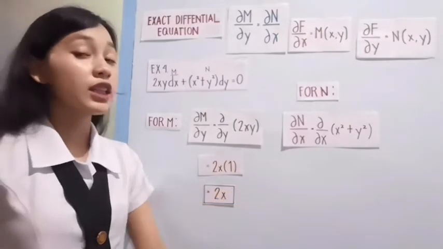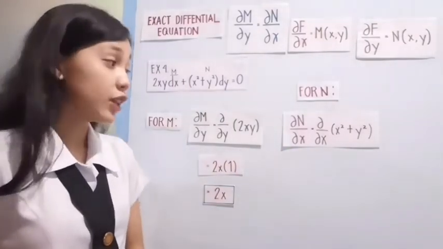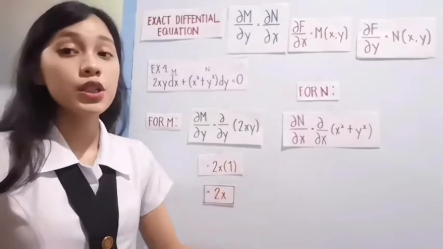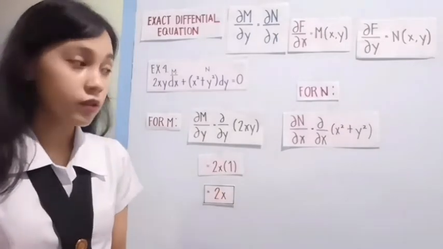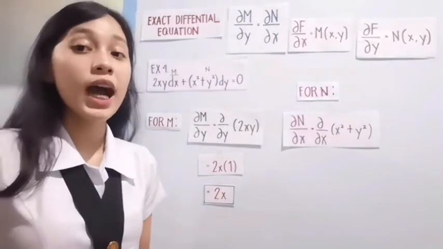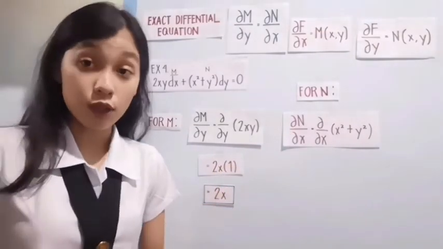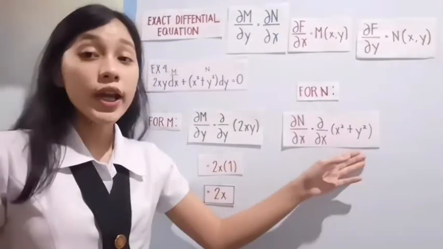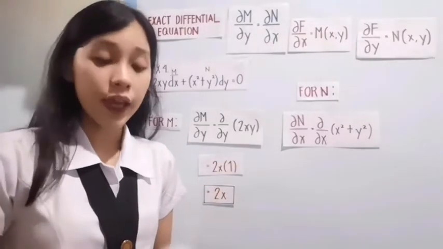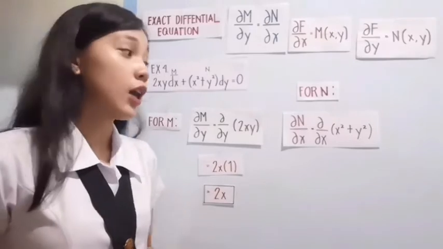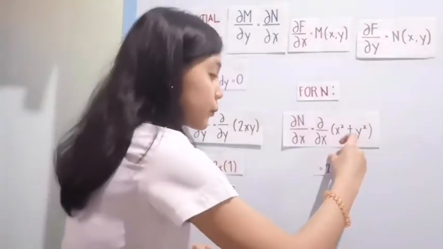So, kapag dinerive natin siya, we'll come up with the equation na partial derivative of n with respect to x is equals to the partial derivative with respect to x squared plus y squared. So, dito naman sa part na to, lahat ng variable na walang kinalaman sa x ay ititreat mo bilang constant. So, automatically, yung y squared natin dito ay magiging constant dahil wala siyang kadikit na kahit anong x. So, kapag dinerive natin siya, yung x squared natin ay magiging 2x plus 0.